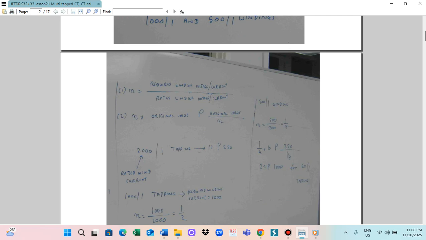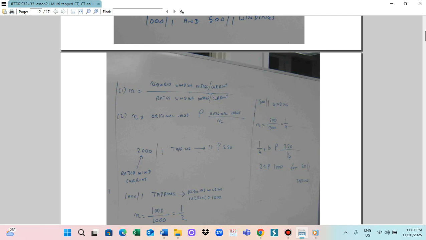So this is a typical problem. In this case, you can see that 10PS 250. This 250 is the secondary reference voltage. 10 is the composite error. PS is a precision current transformer, the instrument current transformer. 10 means a composite error, and 250 means a secondary reference voltage. So this 10PS 250 is arranged for the 2000/1 winding.